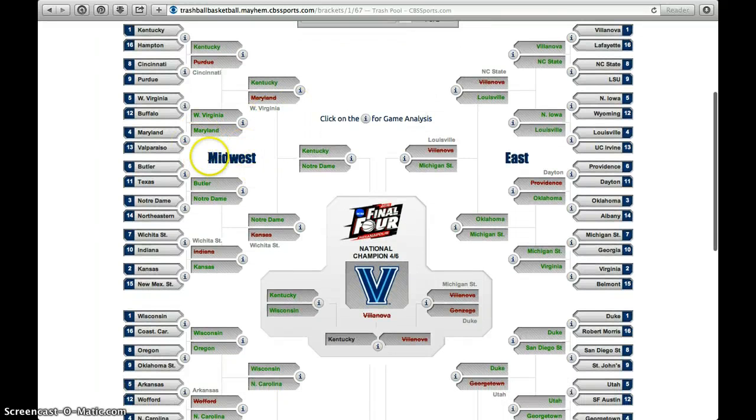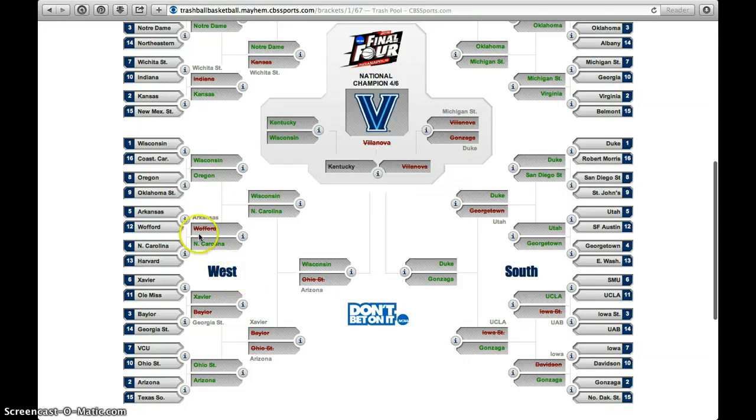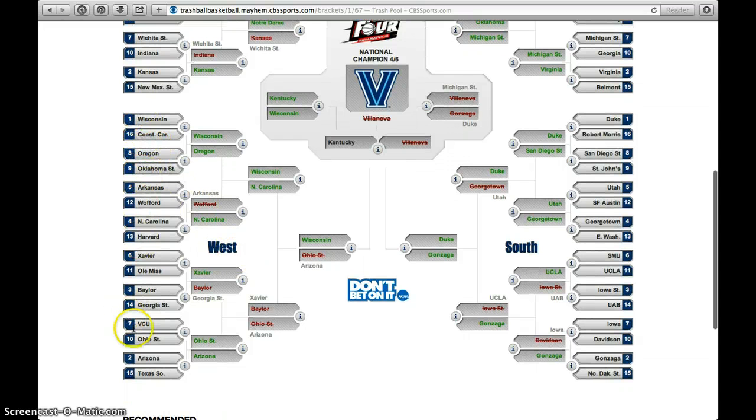You'll see that we have a Midwest region, which is comprised of 16 teams, an East region, also comprised of 16 teams, the West region, which is made up of 16 teams, and the South region, which is made up of 16 teams. Next to each team name, there's a number, okay? And many people call this number the seed. So for instance, Utah would be referred to as the number 5 seed in this region.